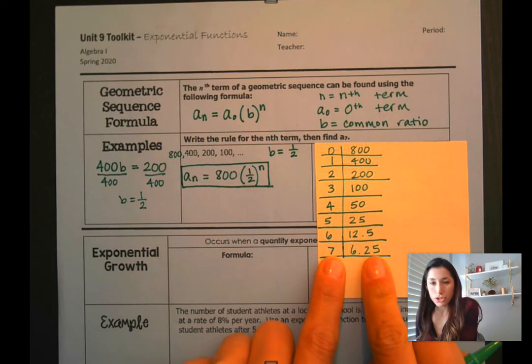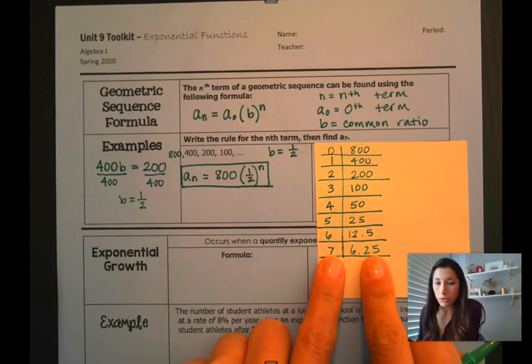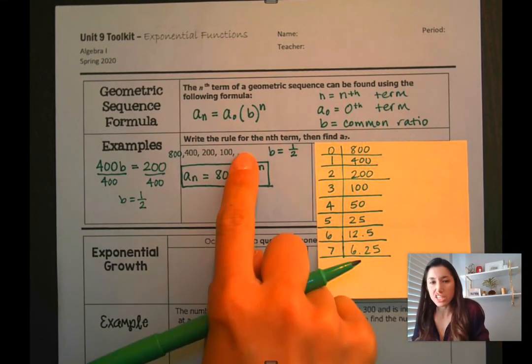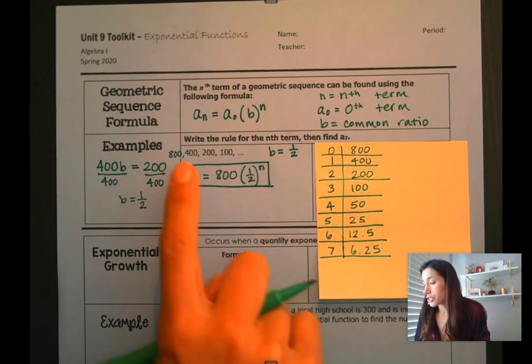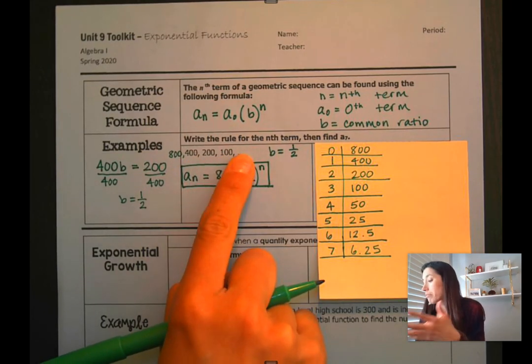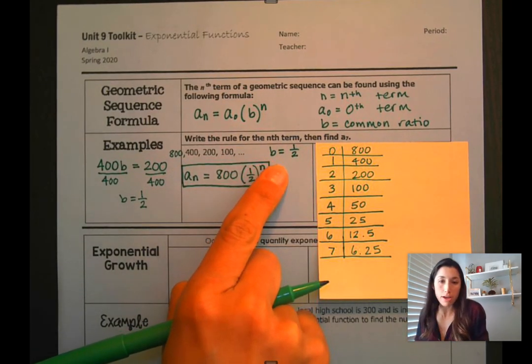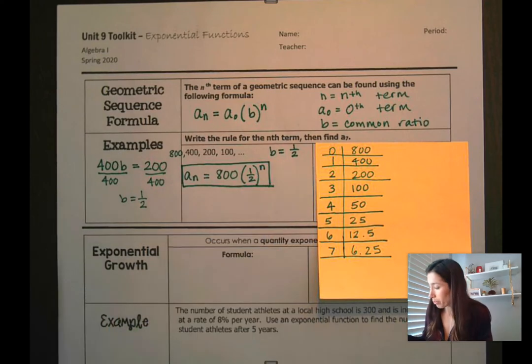So let's just make sure, and you could always write this as a table, or you could write this as a list of numbers. Just continue this list instead. You could have done 400, 200, 100, 50, 25, 12.5, 6.25, etc. That would work as well.